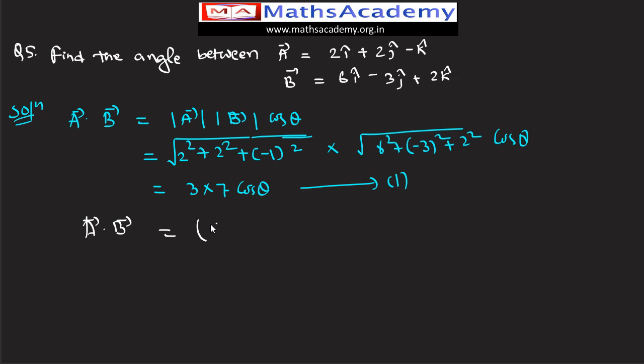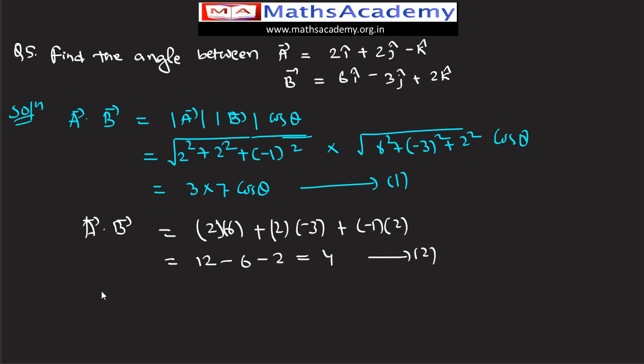First we write component-wise multiplication: 2 multiplied by 6, 2 times 3, then minus 1 times 2. So it will be 12, then 6 minus 2, so we have 4. Both are representing a dot b. Therefore 21 cos theta is equal to 4, cos theta is equal to 4 by 21. So from here we get theta approximately 79 degrees.